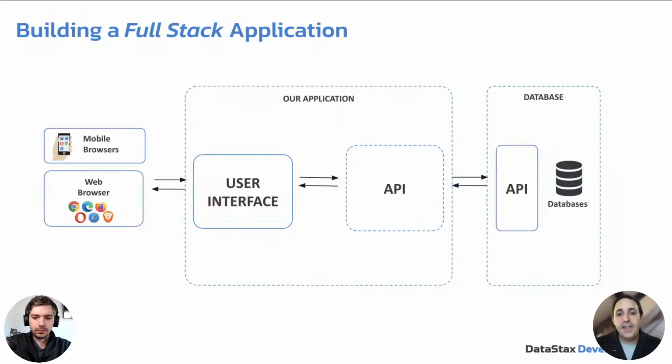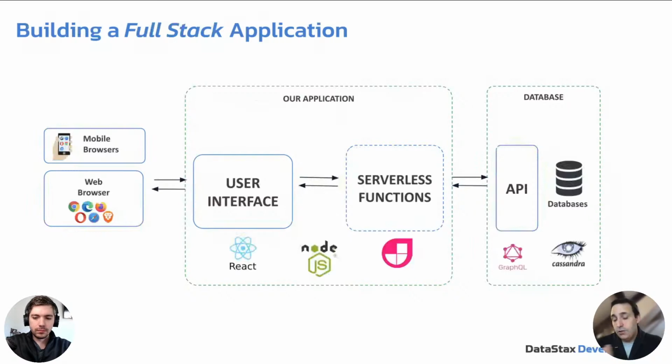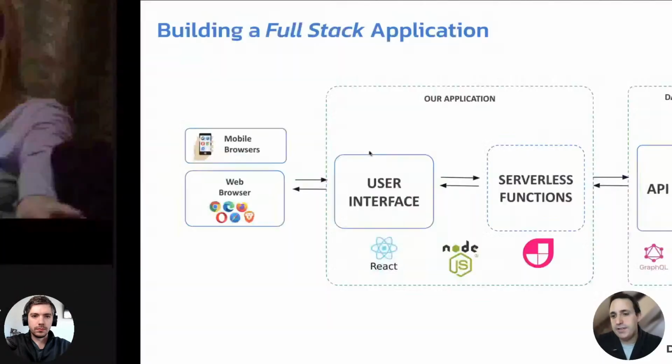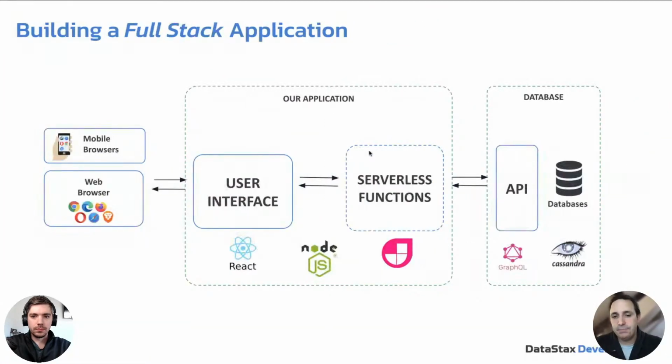So if I put the names of the technology for today, the database will be a NoSQL database called Cassandra. On top of Cassandra, we will have a GraphQL API that you will learn how to use. And then on top of this GraphQL API, the app I've just shown you uses the GraphQL API to display those nice genres and movies.